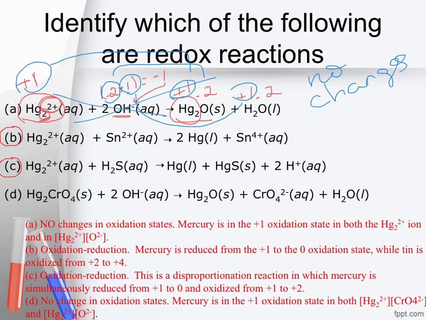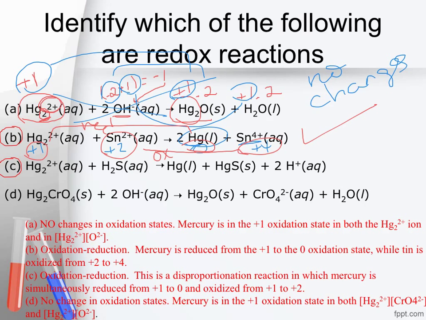Alright, number 2. Assigning oxidation numbers. Each mercury is +1. Tin is +2, clearly. Mercury in its elemental state is 0. Tin over here is +4. It's a pretty easy one. So tin has been oxidized, has lost electrons, and mercury has been reduced. That is a redox reaction.